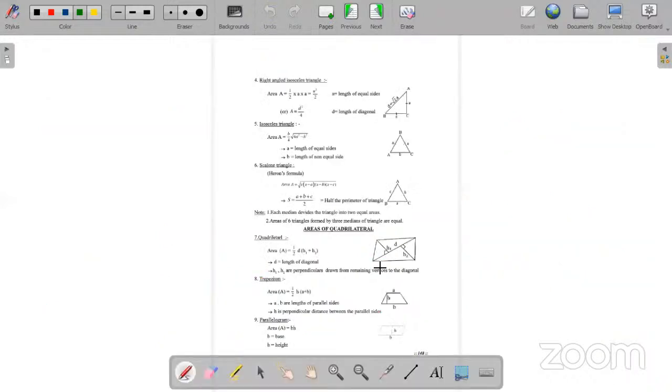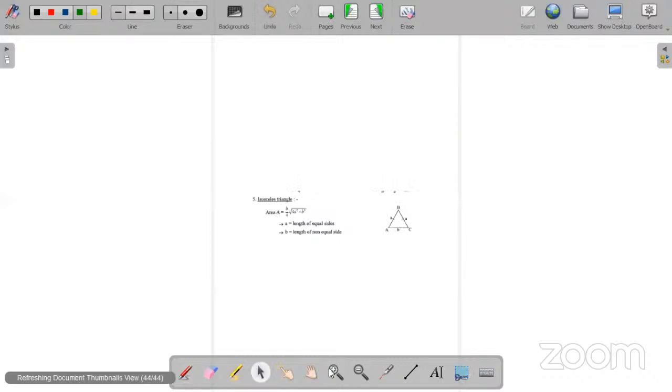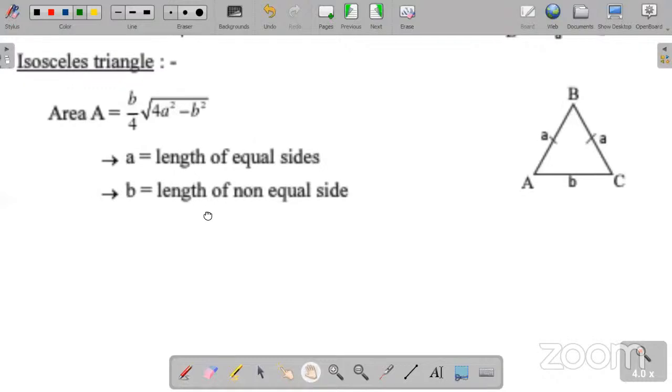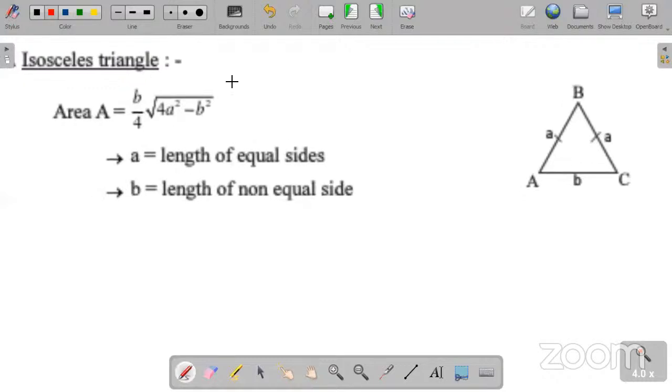I hope it's very clear to you, right? Next, let us move to the isosceles triangle, not the right angle isosceles triangle, just the isosceles triangle. Please note down in your notebook. These are very important points now. See, what do you mean by isosceles triangle?